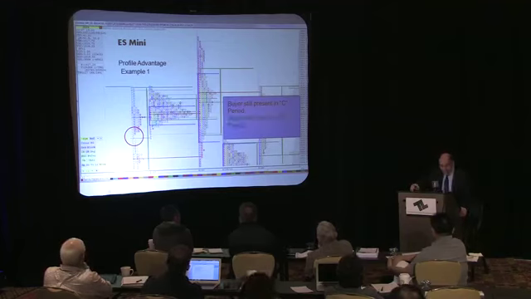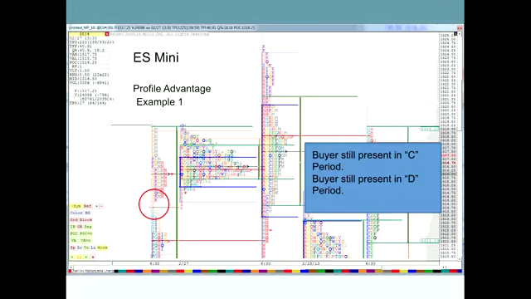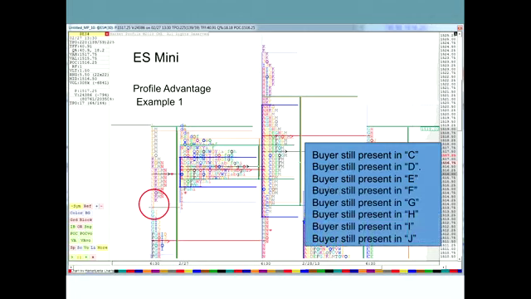But notice this is the kind of thing that the profile really helps me to see. Now what happens D period? Buyer's still there. Buyer still present in E, F, G, H, I, and J. So ultimately, if I had the stamina, I would have been able to stay in that trade, and actually in period H, I would have made my target. And then we begin to take it out.